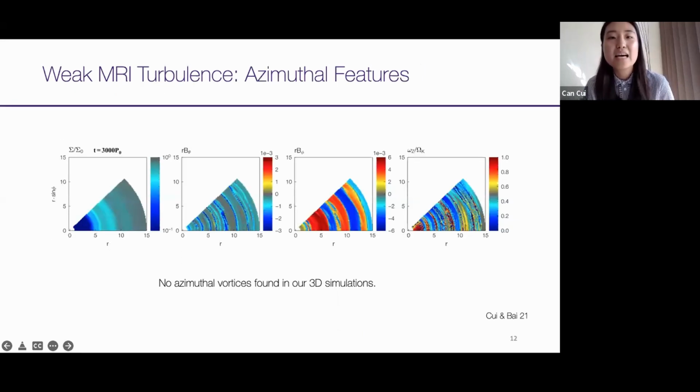Okay, so that's about flux concentration. Some other properties in our simulation concern the azimuthal features, because the simulation is 3D. We might want to see some vortices in the R-phi plane, but probably due to our simulation, the phi domain is a bit small. Because of the presence of the magnetic field, we don't see any azimuthal vortices in our simulations.